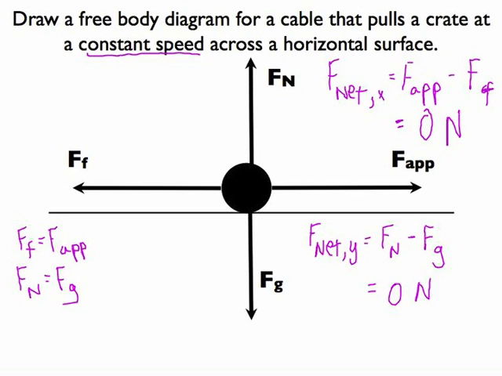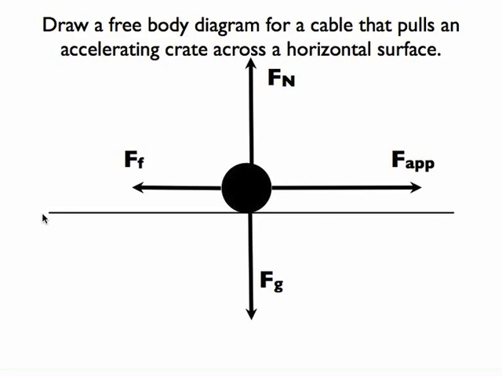Let's try another one. Okay, now in this one, we have our normal force equal to our gravitational force, which is usually what's going on unless our object is floating or falling through the ground, air or something like that. And then we have an applied force that is greater than our frictional force. Okay, so let's figure out what's going on.